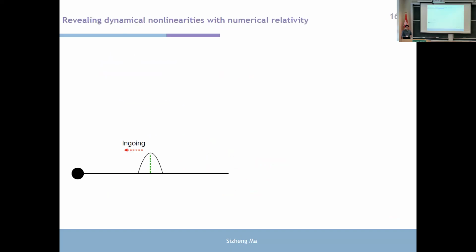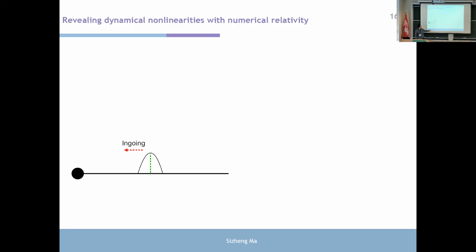Below, I'm going to show you how to use numerical relativity to reveal some of these dynamical nonlinearities. As we know, in the literature, the most common approach to extract nonlinear phenomena in black hole spacetime is to establish initial data containing some gravitational wave packet, and then send this packet into a black hole to trigger some nonlinear phenomenon. But this approach has some caveats. First, we always need to solve the constraint equations to construct the initial data. This can be subtle and difficult when the pulse is strong enough.